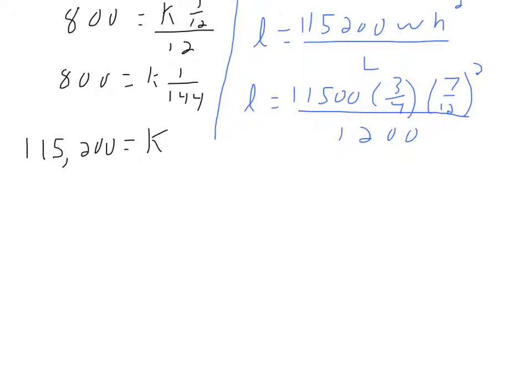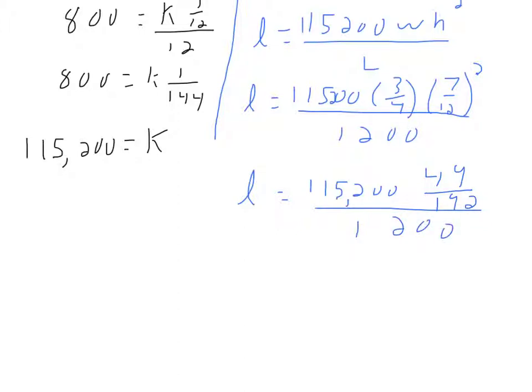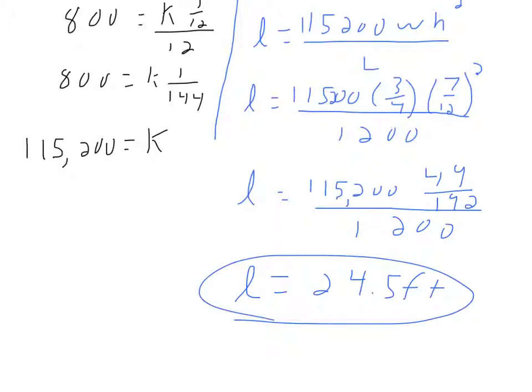So the length of the board would be 115,200. Oops, I forgot the 2 up here. Then if you multiply these two fractions, you square that and multiply, I think I come up with 49 over 192, and this is all over 1,200. I just punched that into my calculator, and I got 24.5 feet for the length of the board. Hope this helps.